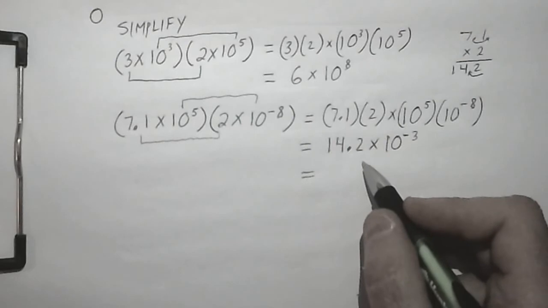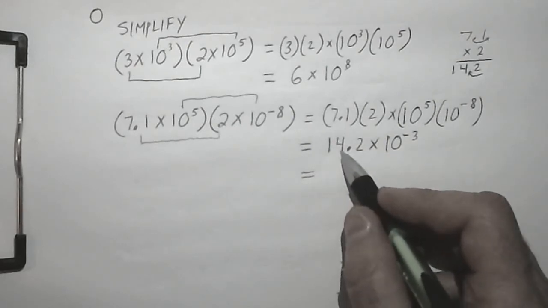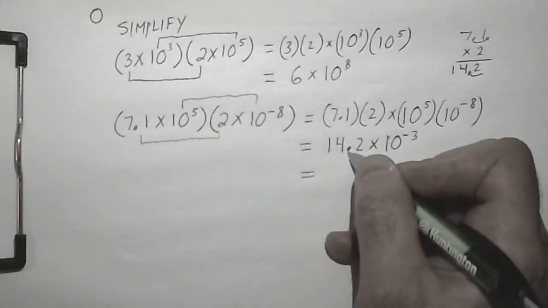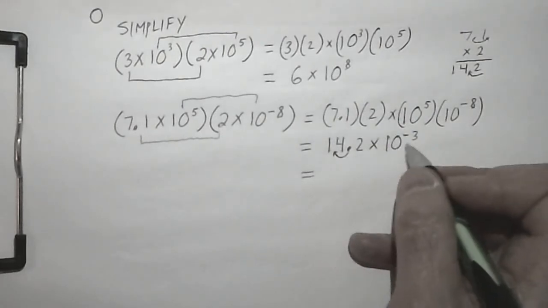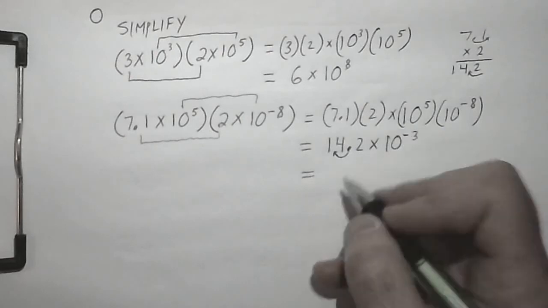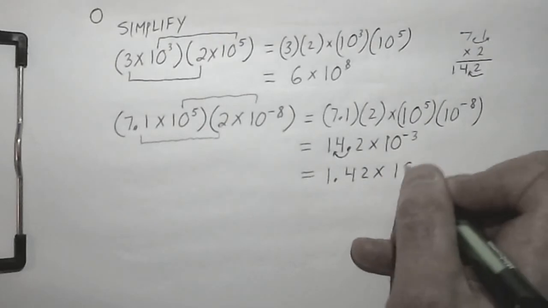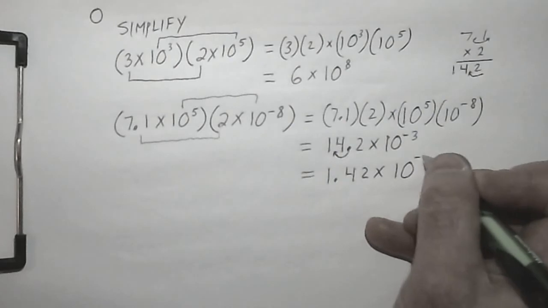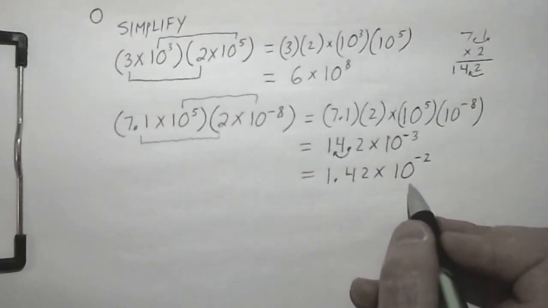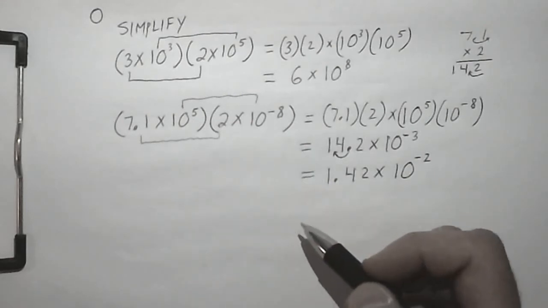But ladies and gentlemen, this number is not in scientific notation form, because to the left of the decimal point is 14, which is not 1, 2, 3, 4, 5, 6, 7, 8, or 9. So therefore, we're going to have to shift the decimal point one place to the left, and since we went to the left, we're going to have to hike up our exponent by 1. So this will therefore be 1.42 times 10 to the, now negative 3 plus 1, as we hike up our exponent by 1, would be negative 2. And that is the number in scientific notation form as being the product of these two numbers back over here.